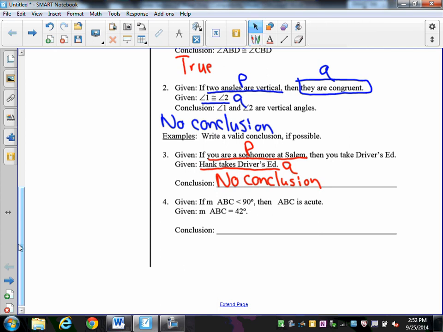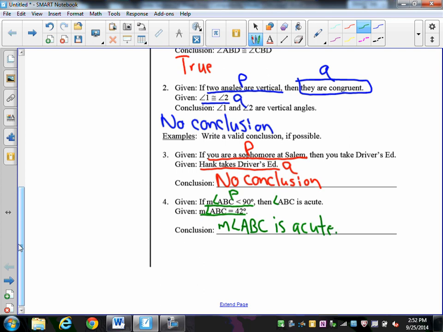So let's see if number 4 is a case where we can use the law of detachment or not. There should be an angle symbol there. It's drawn in on your notes. It says, if the measure of angle ABC is less than 90 degrees. So what do we think? Is ABC less than 90? Yeah, 42 is less than 90. Therefore, we can write a statement: the measure of angle ABC is acute.